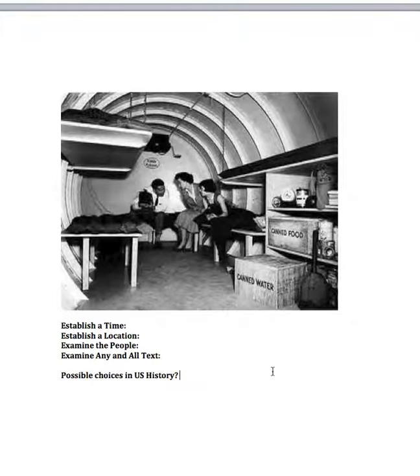We want to establish a time, establish a location, examine the people, examine any and all text, and come up with a possible choice in U.S. history. Unlike the one before, this is 100% U.S. history related. Let's figure out what's going on here. Let's start with the text. Do we see any text in this? Yeah, I see some text.